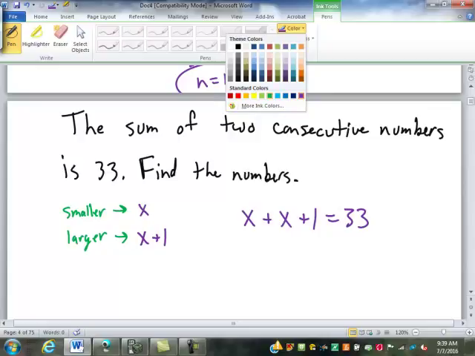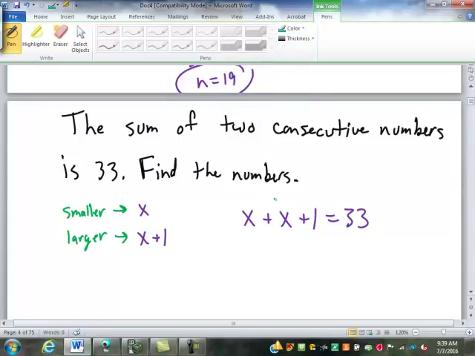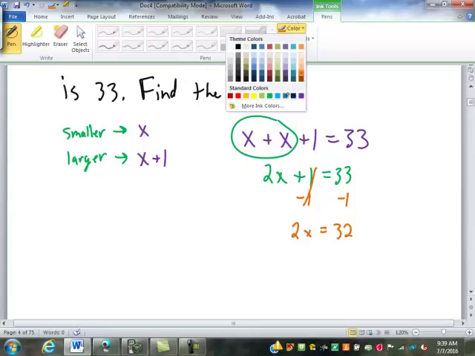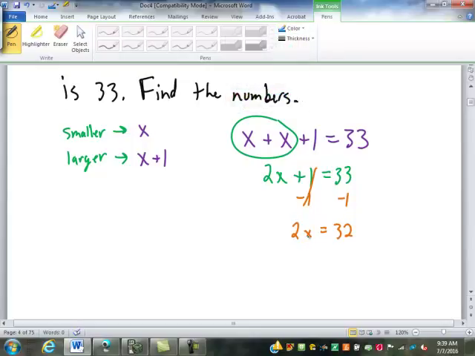Now what do we do? Well, we combine the x's first. So 2x plus 1 equals 33. And then we subtract the 1. 2x equals 32. And then divide by 2. x equals 16.